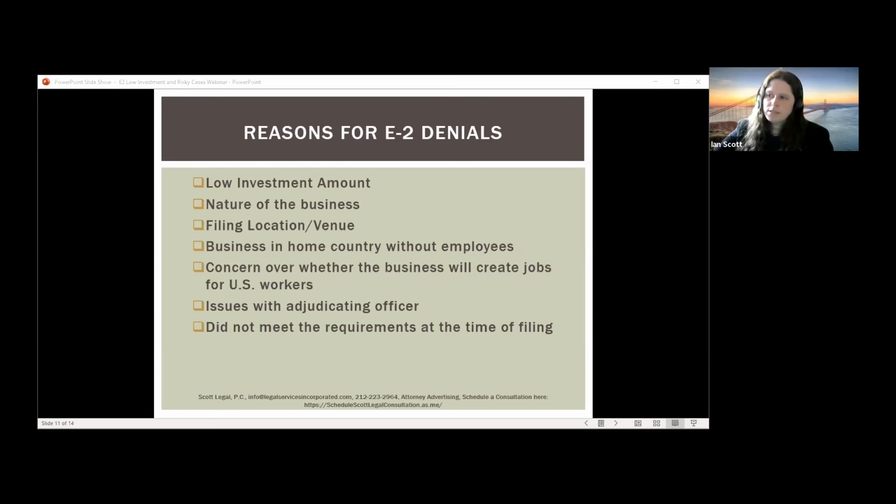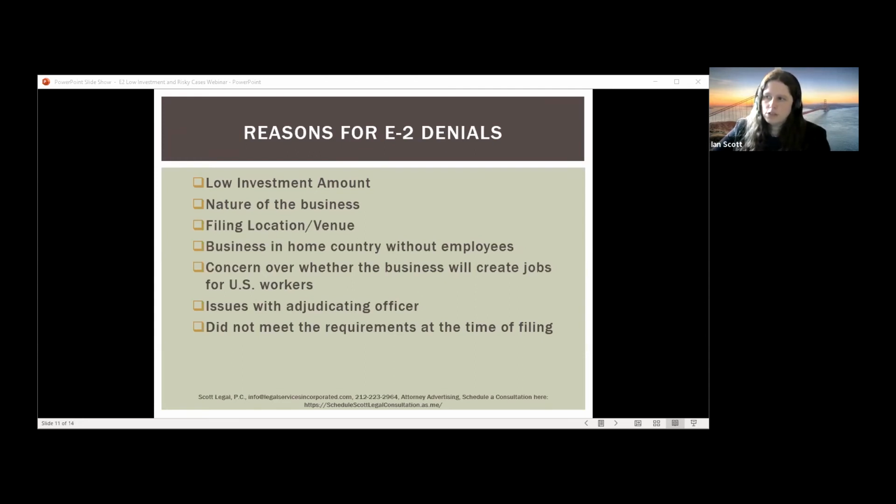If you have a business in your home country that you've run for several years and you never hired employees, this can be a really big red flag. That can be something that's hard to overcome because the officer may not believe your business plan, because you've already done this business and had not hired employees. So, one good thing to do to combat this is to actually hire employees before you file. So you've cut them off at the knees in terms of that argument.